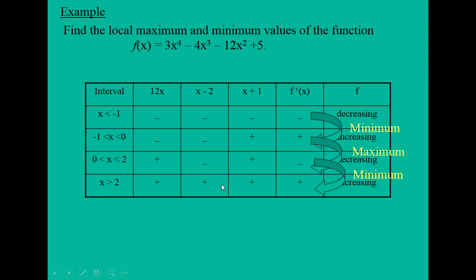And if you analyze that, looking at the interval from 0 to 2 and then greater than 2, we were decreasing on the interval 0 to 2, then we changed to increasing, so there must be a local minimum.